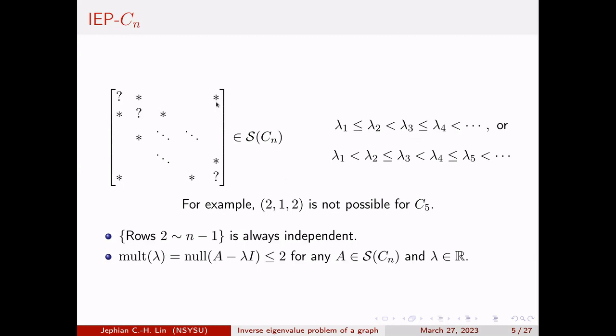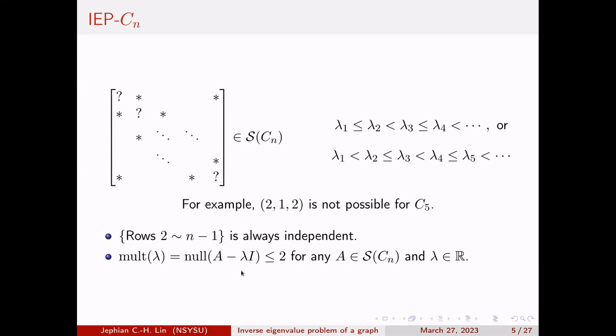If I look at this pattern, then I can do similar things, but the argument will be a little bit different. I need to remove the last row and also remove the first row. And once I do this, then rows number 2, 3, 4 up to n-1, following the same argument, are always independent. So we get the conclusion that the rank is at least n-2, and the nullity is at most 2. And again, the multiplicity is also at most 2.